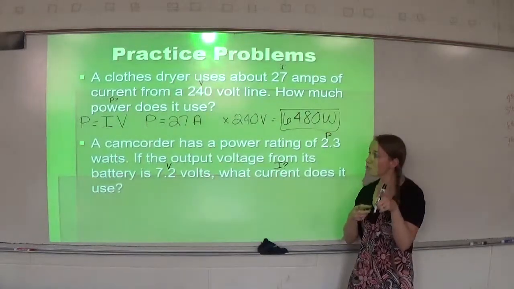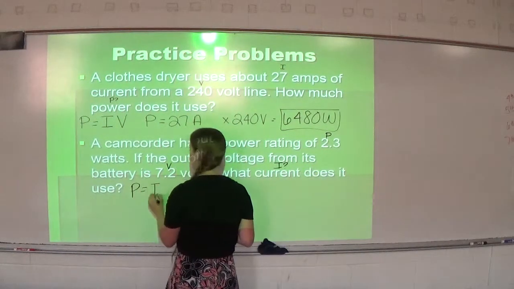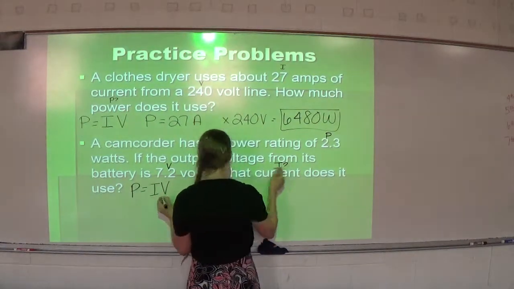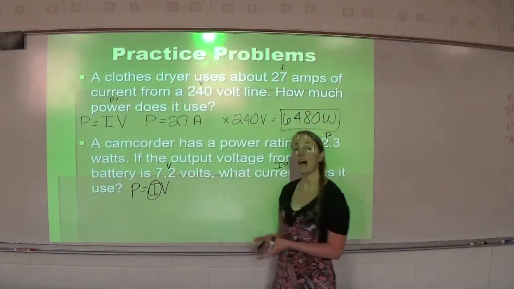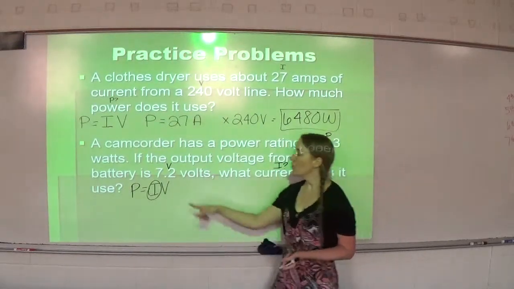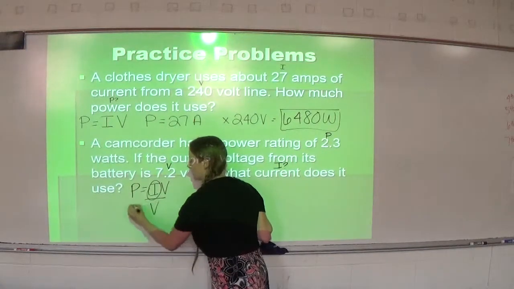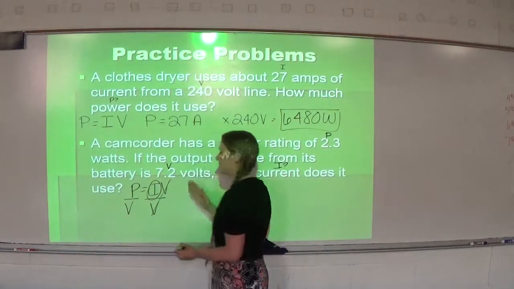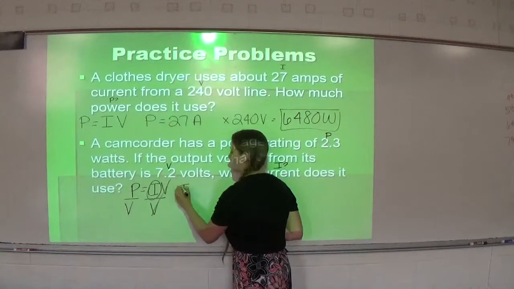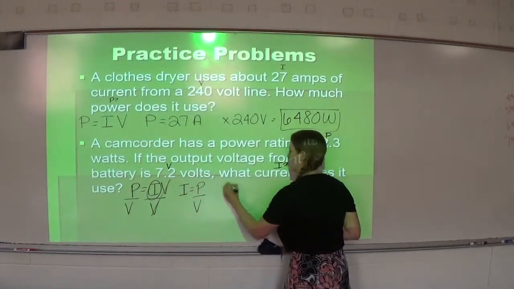So we're going to have to rearrange that formula, but that's okay. We're getting used to that. So P equals I times V. I'm solving for I. So I have to get I by itself. So how do we get V onto the other side? Well, we do the opposite. Right now, they are being multiplied together. So what's the opposite of multiplying? Dividing. So I divide both sides by V. So I equals P divided by V. And then I just plug in.